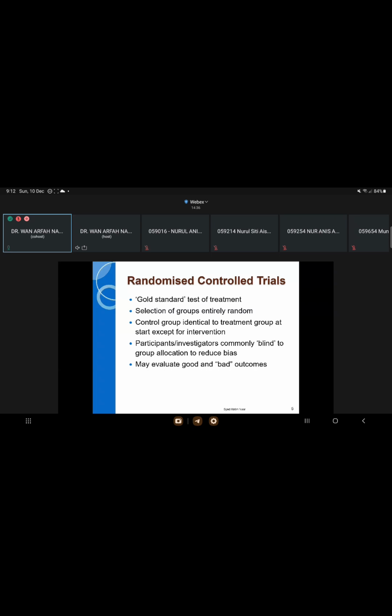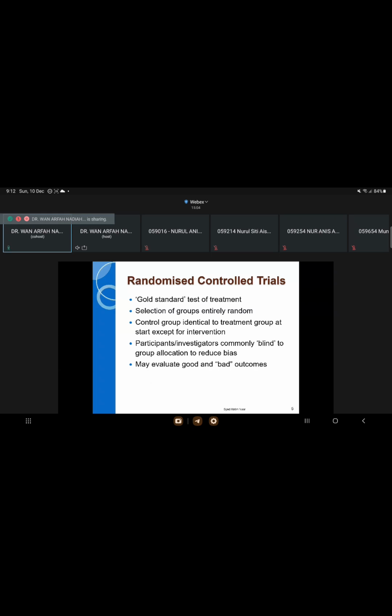If you want, you can do the blinding, as much as you can, yes, you can try. But if the treatment itself is difficult to blind, for example, one is using a scope and another one is open surgery, how can you do blinding, right? So that one is difficult to blind. So it's not a must in the RCT.